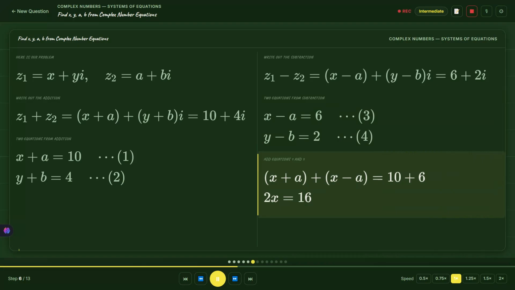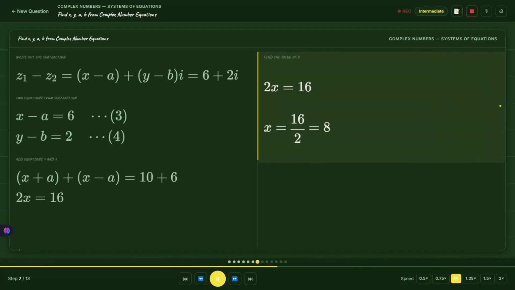Here's a neat trick. Let's add equation 1 and equation 3 together. The a and take away a cancel out, and we are left with 2 times x equals 16. Now we split 16 into 2 equal parts. 16 split into 2 equal parts is 8. So x equals 8.